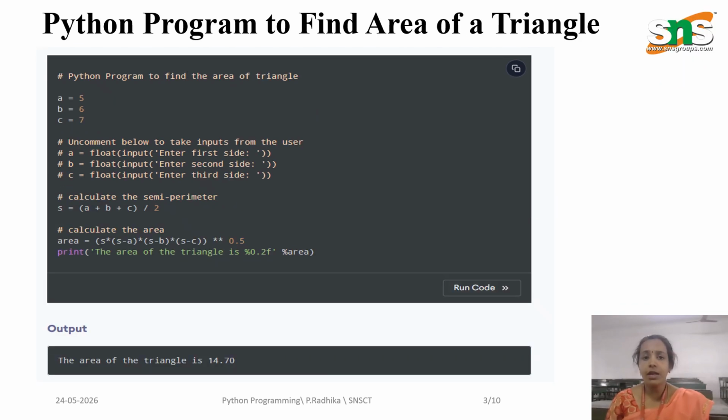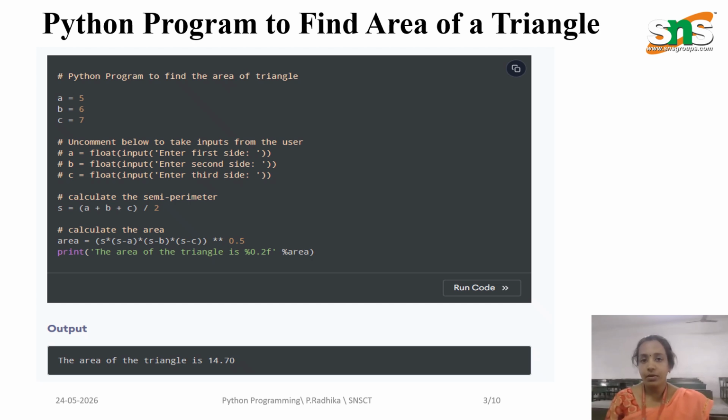So the next program is to find the area of a triangle. For this you have to know two mathematical formulas before writing the Python program. To calculate the semi-perimeter, S is equal to A plus B plus C divided by 2. That is the formula to calculate the semi-perimeter. Then the area is equal to S into S minus A into S minus B into S minus C, whole square root. That is the formula.